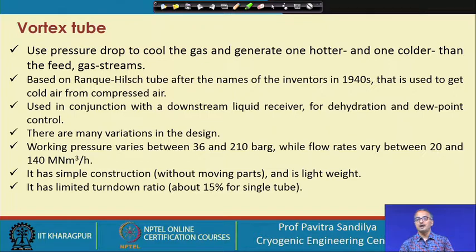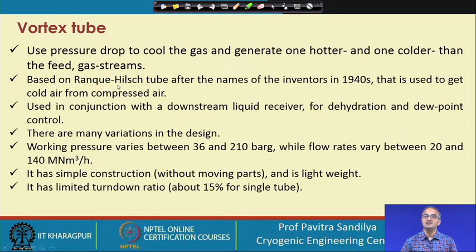Next we come to another kind of tube that is called the vortex tube. It also works on the basis of centrifugal force. We shall see it later. First, let us see that this is used for pressure drop to cool gas and generate one stream hotter and one colder than the feed gas stream. So this vortex tube can generate two streams: one will be hotter than the feed stream and the other colder than the feed stream.